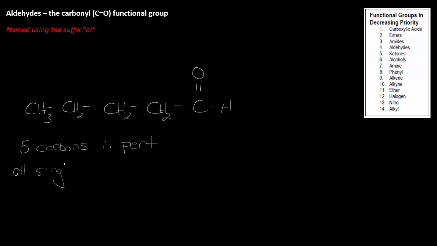So in this example, I have 5 carbons, therefore it's a pent. There's only single bonds between the carbons. So the next part of the word would be pentan. So the "an" is for the alkane part of it.